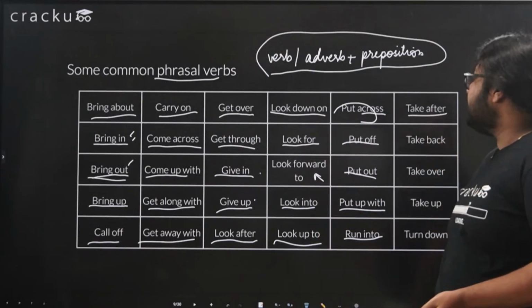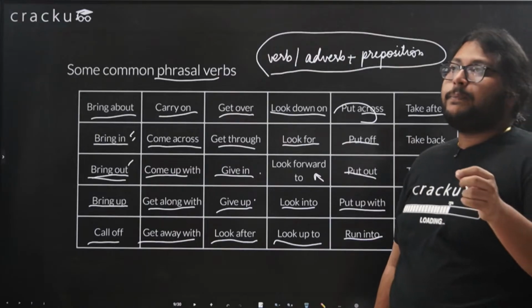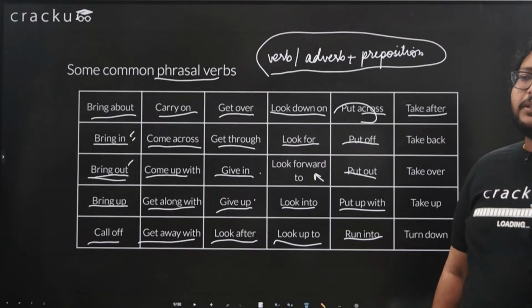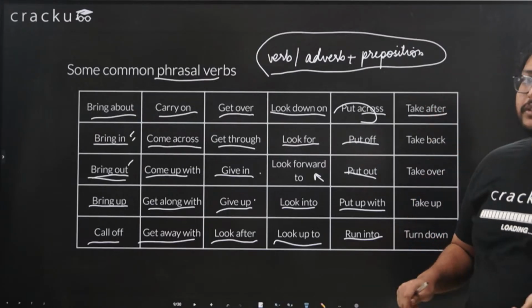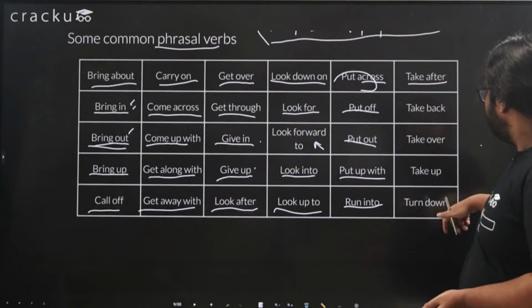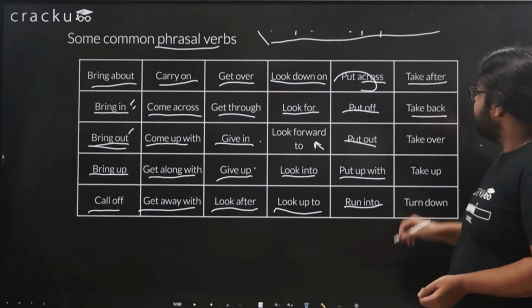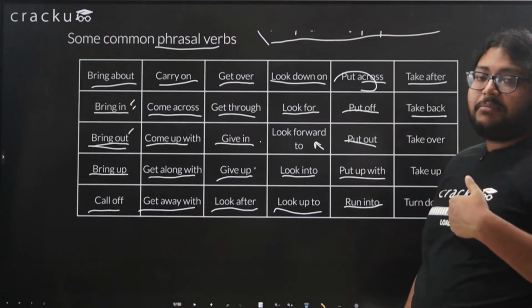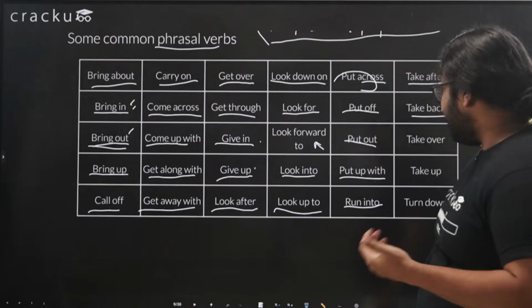Take after means to have a resemblance. It can be like, she took after her family members. Like she looks like her family members. Something like that. Take back, like literally take something back. Like he decided to take back his statements, like redact, taking back.